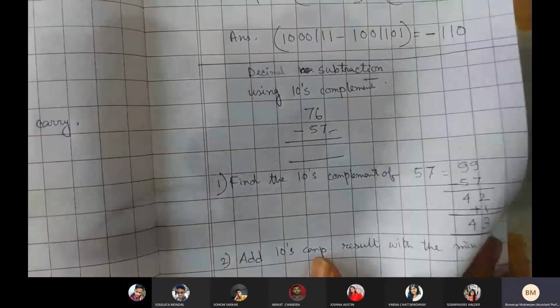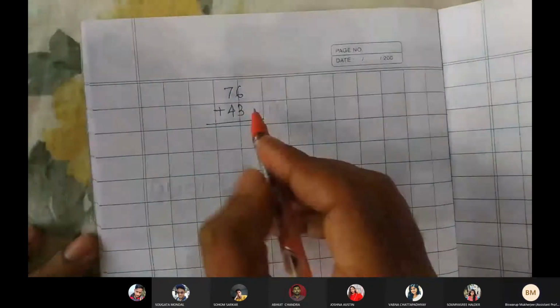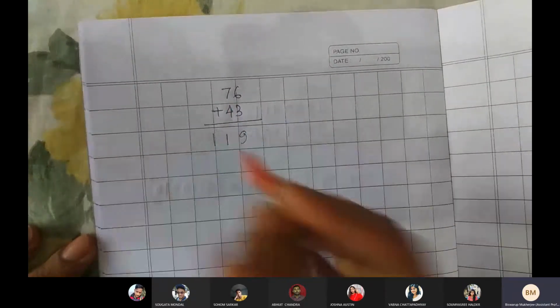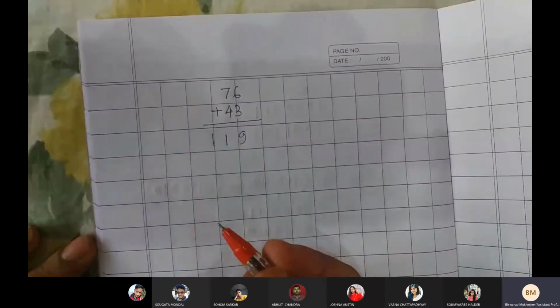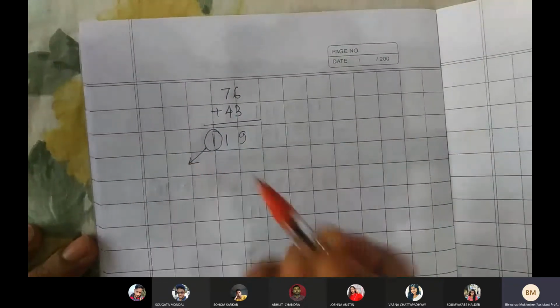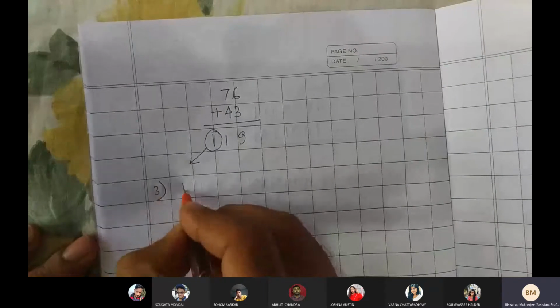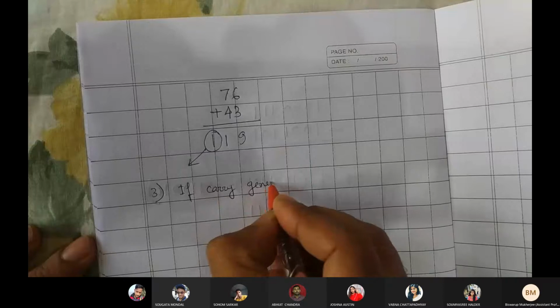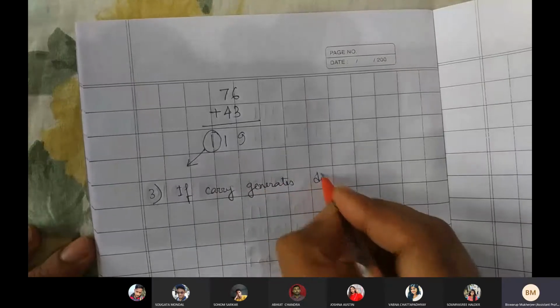So what is that? 76 plus 43. That is 76 plus 43. আচ্ছা কত হলো? 7 3 9, 190... 119. Now this time, if carry generates as it generated there, discard. So number 3 is if carry generates, discard the carry.